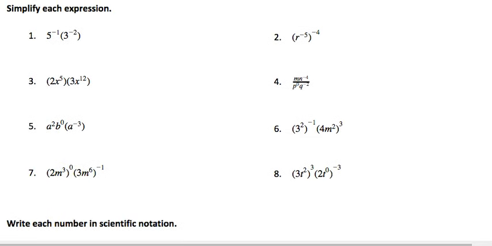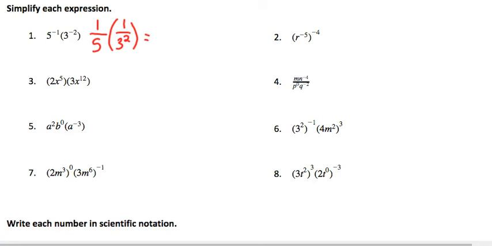So with number 1, to simplify the expression, the first thing I notice is those negative exponents. Okay, so I'm going to take care of those negative exponents first. So I'm going to move the 5 down, and I'm going to move the 3 down. Recall negative exponents mean negative attitude. You need to take care of those first.